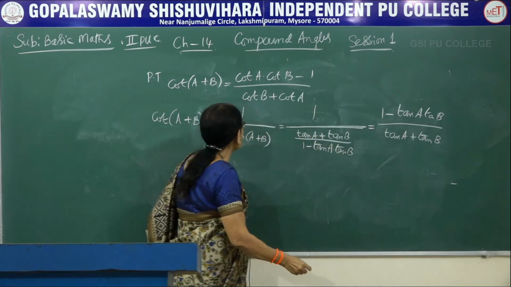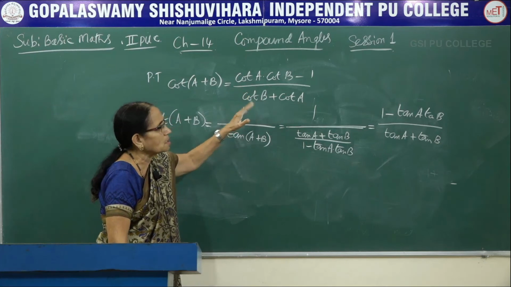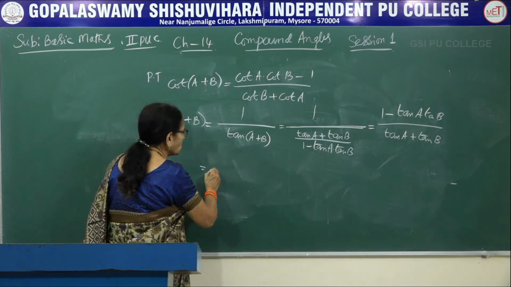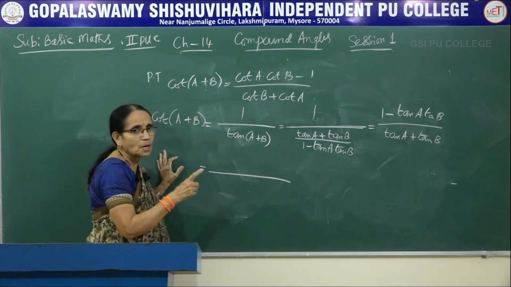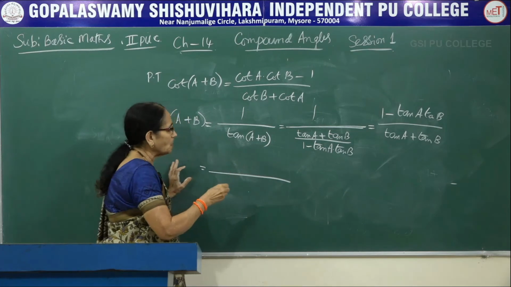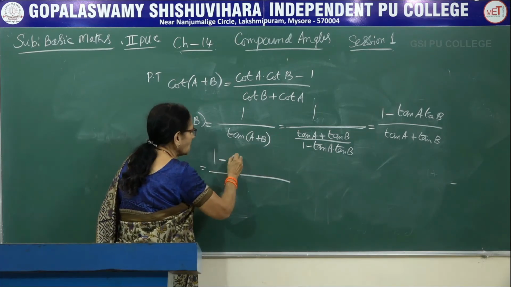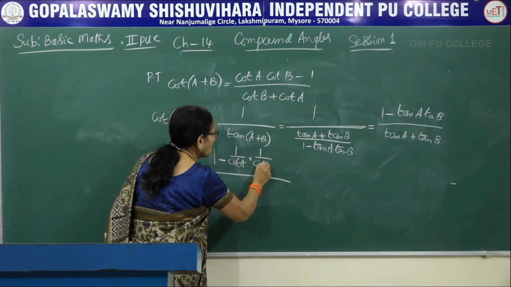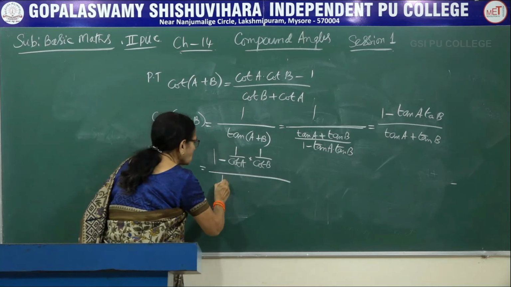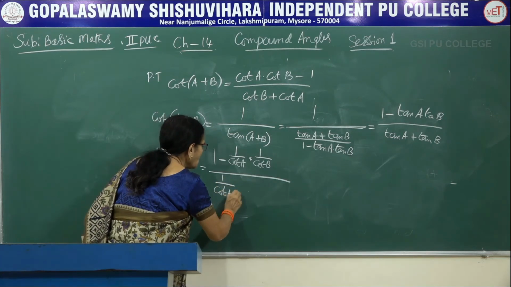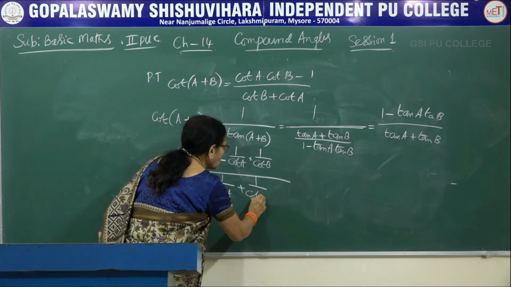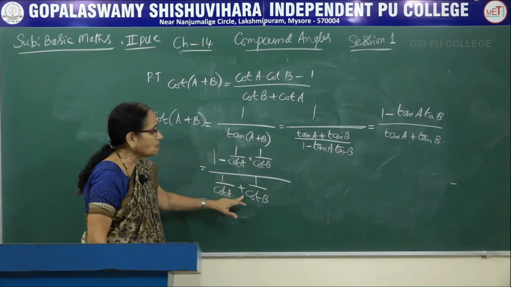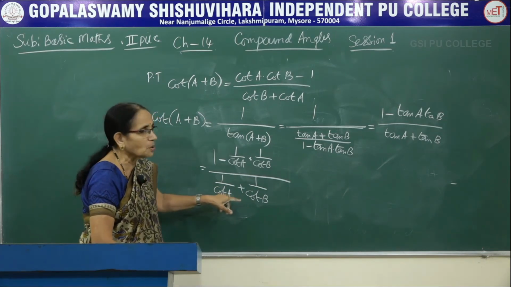Now, for cot of A plus B, I want to express everything in terms of cot ratio only. Again, you know that tan and cot are reciprocal ratios. So let me replace tan A by 1 by cot A, tan B by 1 by cot B. So we have 1 minus 1 by cot A into 1 by cot B. Same thing in the denominator also, 1 by cot A plus 1 by cot B. So the numerator is the difference of the two fractions, and the denominator is the sum of the two fractions.